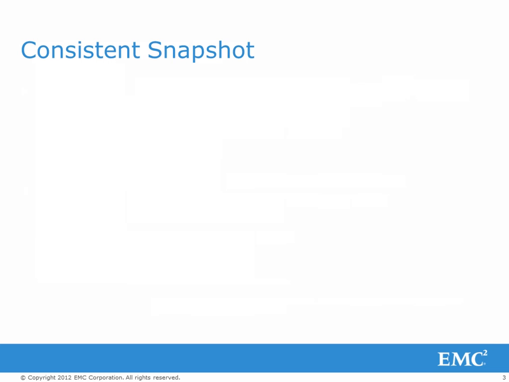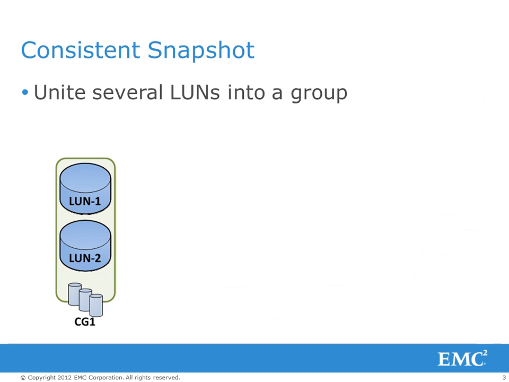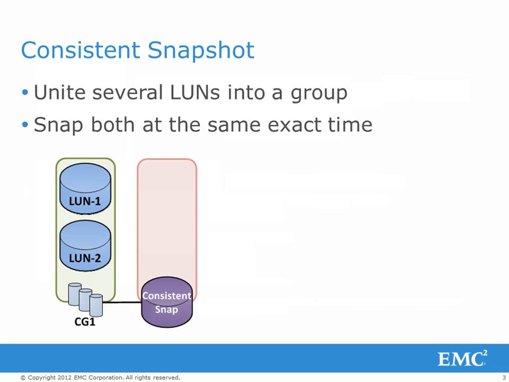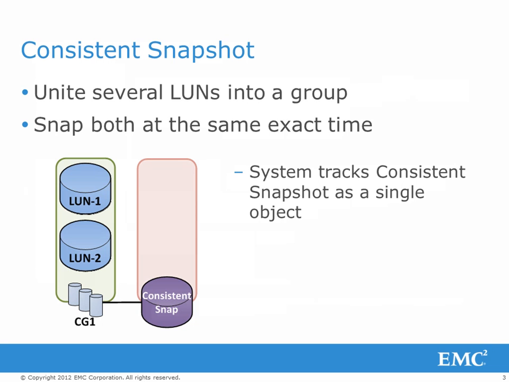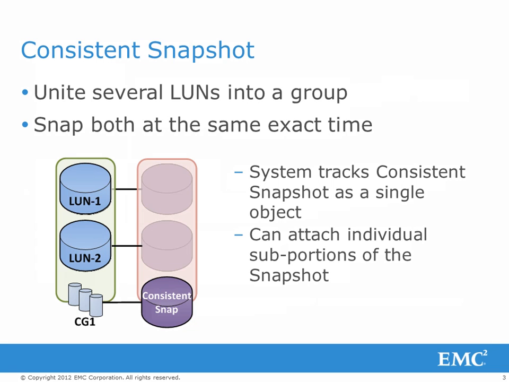A consistent snapshot is created when we have several LUNs, say two in this case, and we're uniting them into one single group. We can now snap that entire group at the same exact time, creating a consistent snapshot. When a snapshot is created, that means that VNX tracks the consistent snapshot as a single object, regardless of how many LUNs are inside the consistency group. However, we can still track the fact that there are different LUNs in the consistent snapshot, and we do allow individual subportions of the consistent snap to be attached.